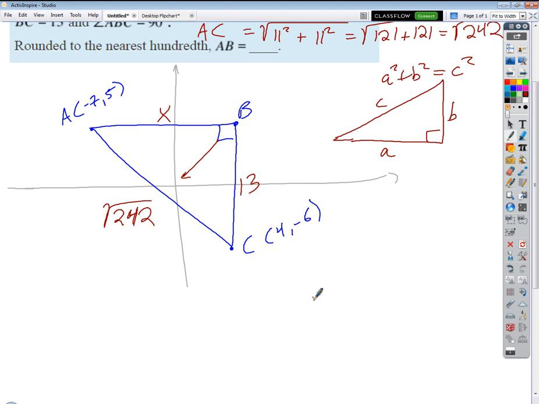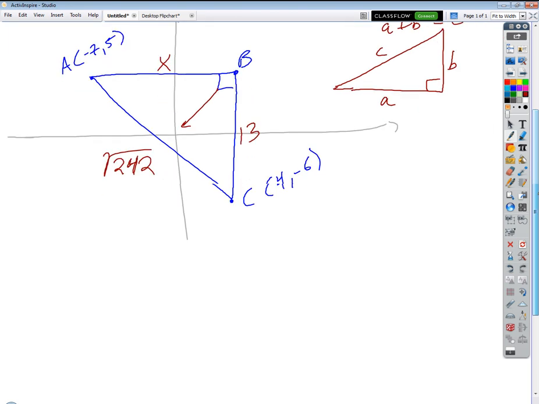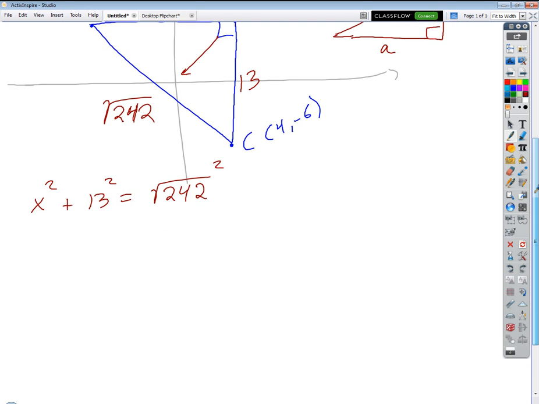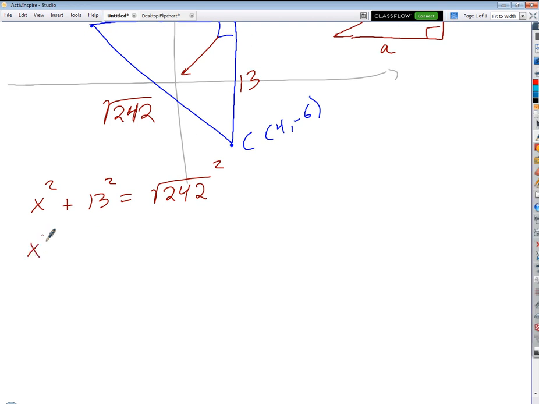So then we would have A squared plus B squared equals C squared, where instead we get X and 13 and the square root of 242, right? So doesn't that just look like X squared, that's my A squared, plus, instead of B, I've got 13 squared, and instead of C, I've got this weird number, but that's okay, it's just a number, the square root of 242 squared. So what's 13 squared? Anybody know? 169.